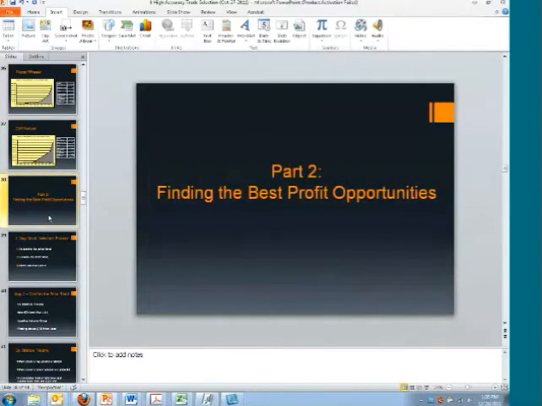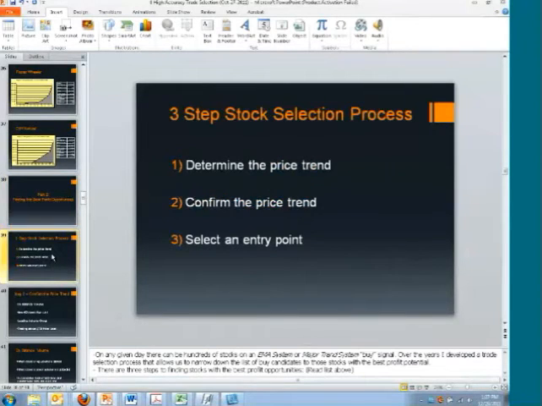So the second part of our trade selection is finding the best profit opportunities, and this is step 2 in our 3-step process. Step 1, of course, is to determine the price trend, whether it's up or down. That way we know whether we want to take a long or short position. Step 2 is we want to confirm that price trend, whether it's an up price trend or a down price trend. And then step 3 is to select an entry point using the Keltner channels.